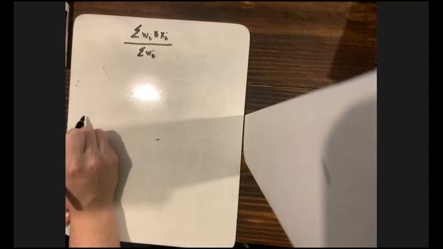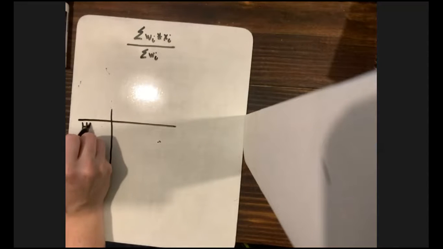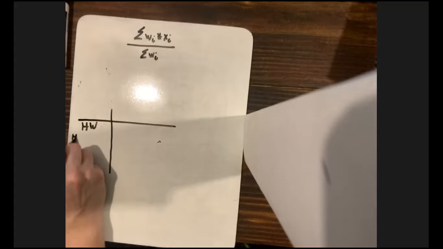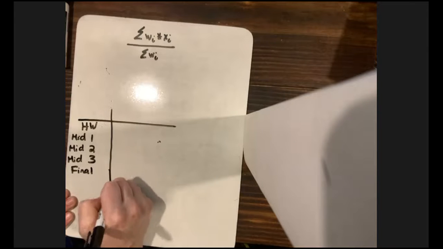So we've got in Jacob's statistics class, the final grade is a weighted mean of the homework grade, 3 midterms, and then a final exam grade. So I'm going to go ahead and make myself a little chart here. So it talked about that we have a homework grade, we have a midterm, and a midterm, and then we have a final exam.